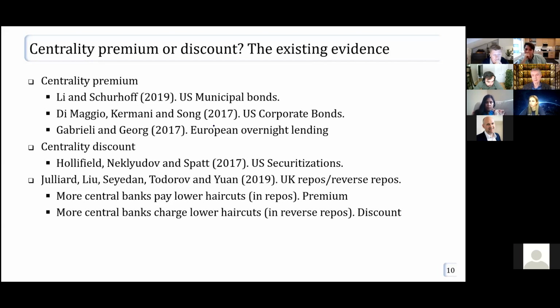Juilliard and co-authors analyzing repos and reverse repos also find mixed evidence. So whether you find a premium or discount, the evidence here is mixed, but most of the evidence is coming from credit markets that are smaller.